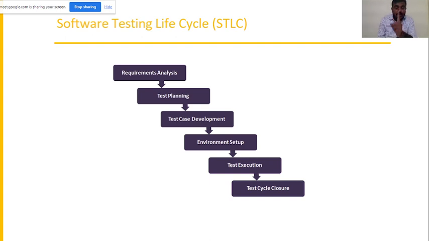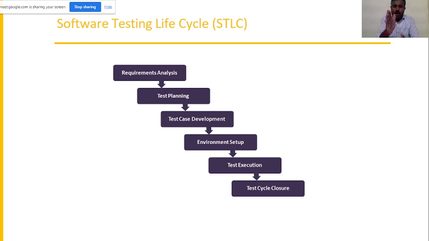So to test the software product effectively, you have to follow one step, requirement analysis. Then you have to follow test planning. Then test case development. Then environment setup. Then we have to follow test execution. Then we have to follow test cycle closure. If you are following all of these steps, you can test the software product effectively.